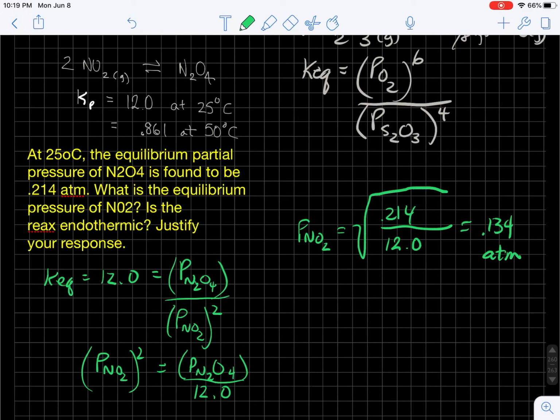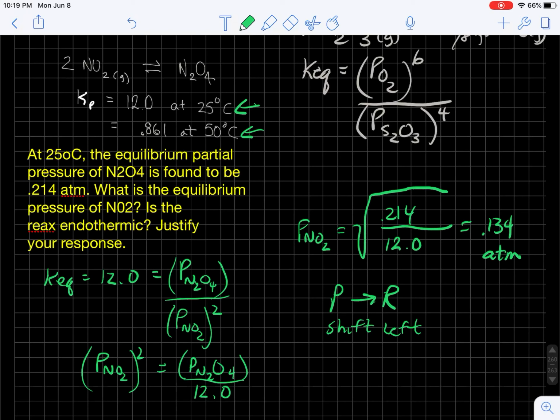Okay, now is this reaction endothermic or exothermic? Well, we're going to talk about Le Chatelier's in the next video, and that'll help with this, but think about it. At the low temperature, the KEQ is a large value. At the higher temperature, the KEQ is a small value. So to get from a large value to a small value, that means the products have to go down and the reactants have to go up. So that favors a shift from products to reactants. So we're going from products to reactants, which is a shift to the left.